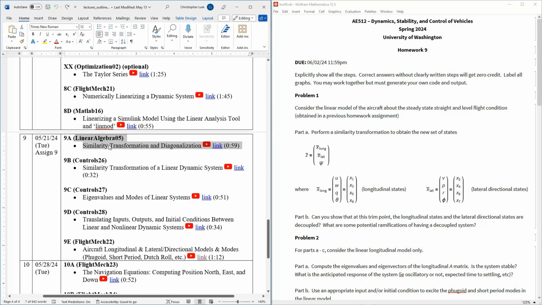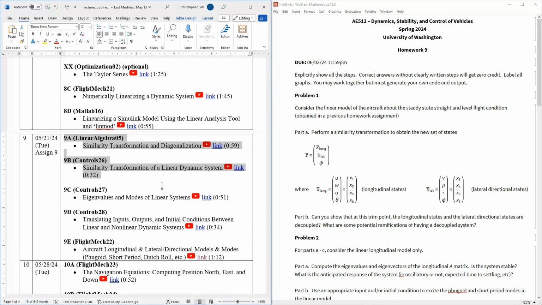Then, once we have that idea down, we're going to apply the math to an actual dynamic system. So that's what this next video is: if you now have a dynamic system, like our linear aircraft model, how would you perform a similarity transformation on the system, and what does that actually do? So these first two videos, it's about an hour and a half long discussion on the concept of similarity transformations and how they apply to dynamic systems.